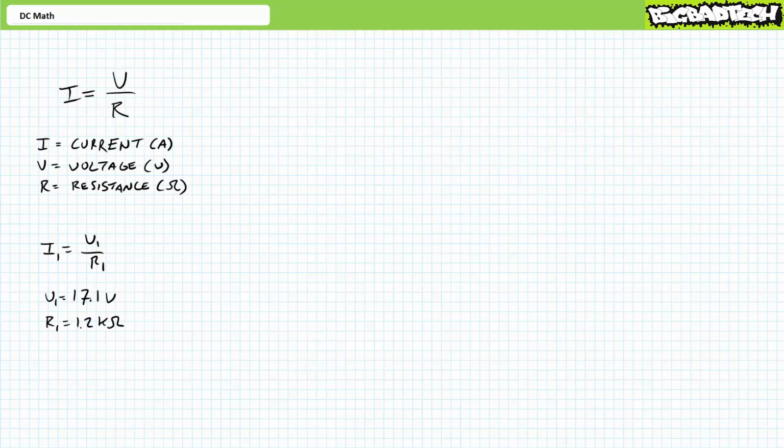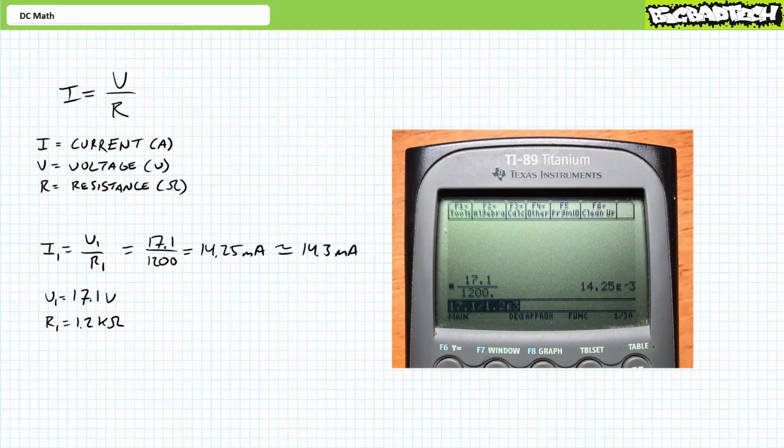One must enter this value in the calculator with a proper indicator of magnitude. Enter 17.1 divided by 1.2 EE3. Press enter. The calculator returns a value in units of amps of 14.25 E-3. This is the calculator's way of saying 14.25 milliamperes. If we're asked to express this in proper engineering format, rounded to the tens place, this would be roughly 14.3 milliamperes.